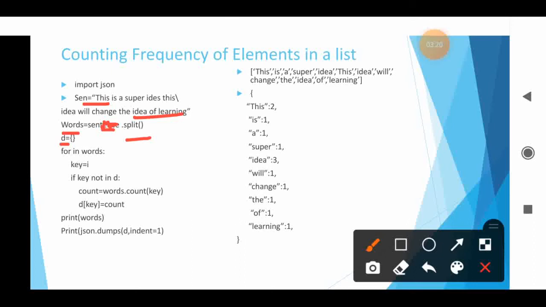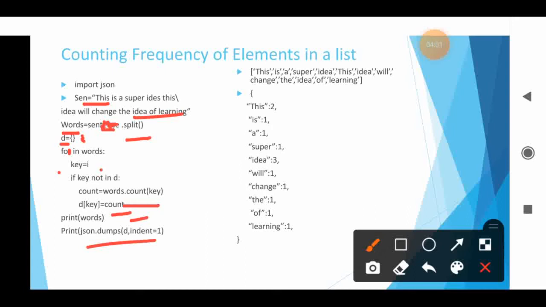For I in words. Key equal to I. So the I value will be stored in the variable key. The next, if key not in D, that means if the key is not in D, it will print count equal to words dot count of key. Then the next statement is D of key equal to count. Now you can print the words, using the dumps function with the dictionary D values.